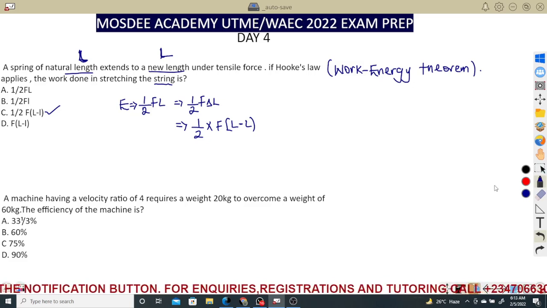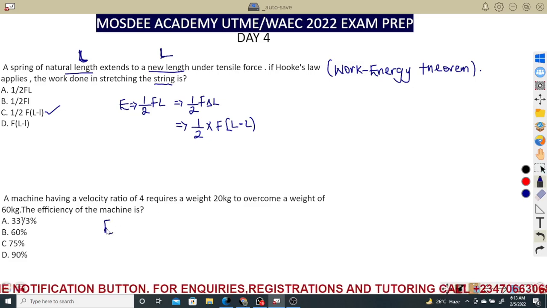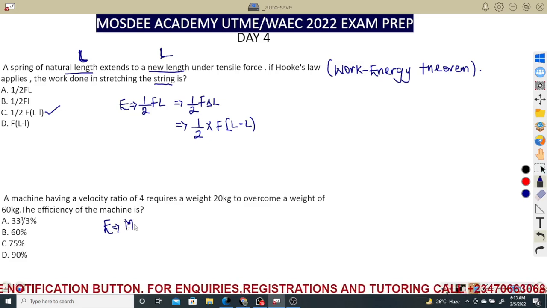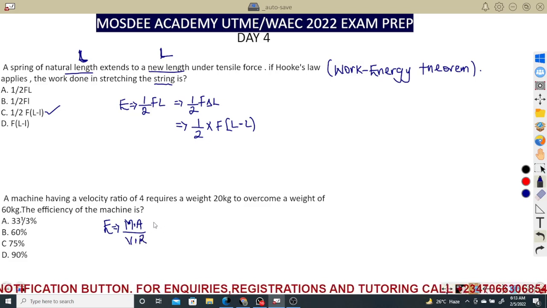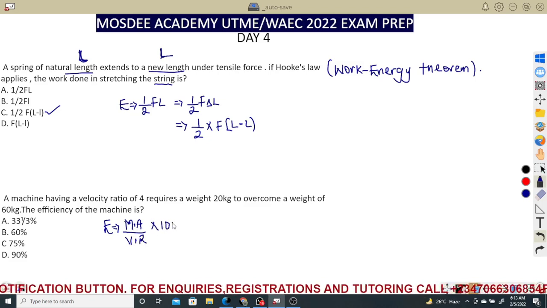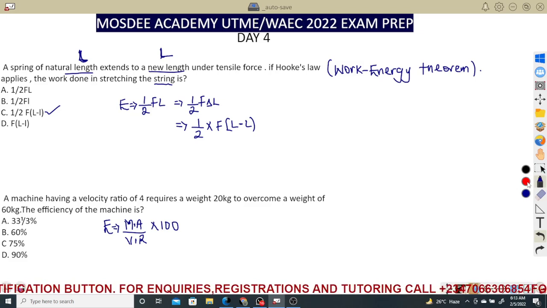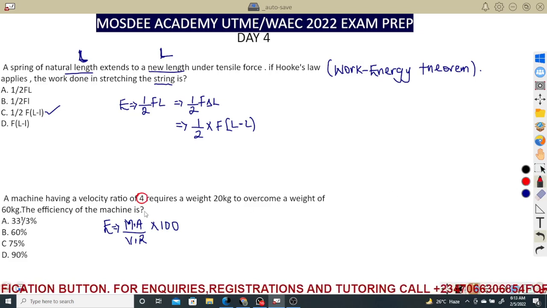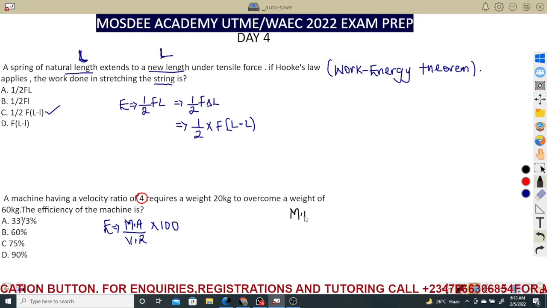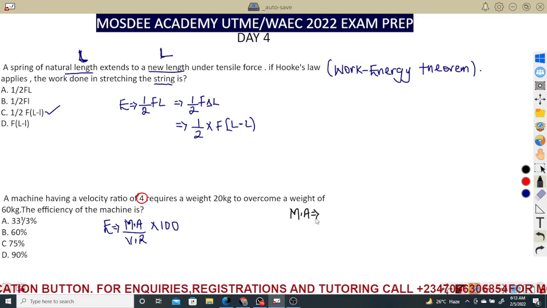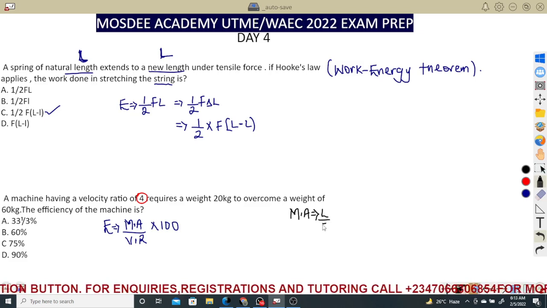About the efficiency of a simple machine, in your junior classes you might have studied that efficiency is the mechanical advantage of a machine divided by the velocity ratio of the machine, multiplied by 100. In this question, the velocity ratio was given directly, and that is 4. But you need to understand what we call the force ratio, also called mechanical advantage. It is a dimensionless quantity because it's a ratio of forces. It is always the load divided by the effort.